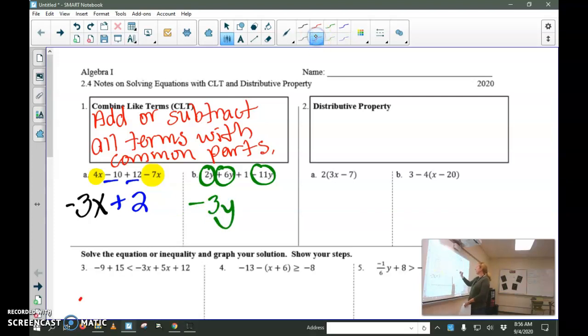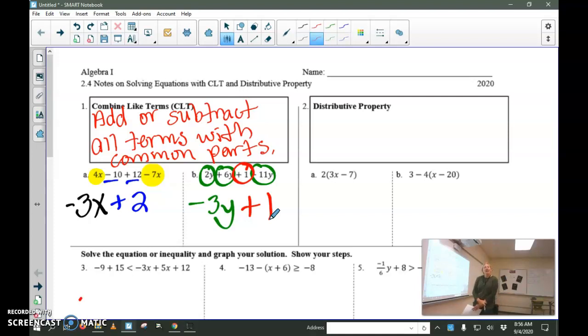Now, I only have a single constant. There's nothing to combine the plus 1 with, so I just rewrite it, plus 1. And again, my expression is completely simplified. I have a term with a variable. I have a constant. I cannot put those two things together because they are not like terms.